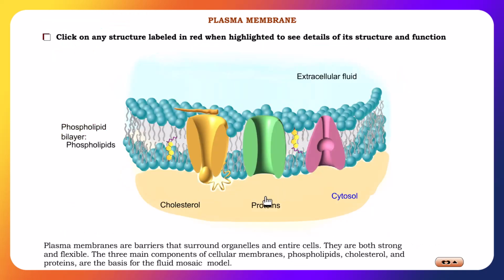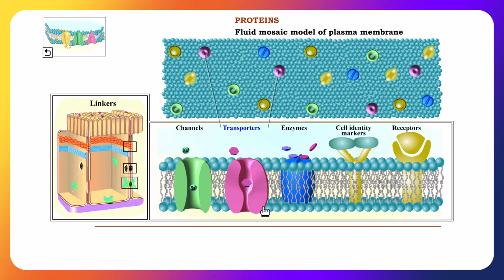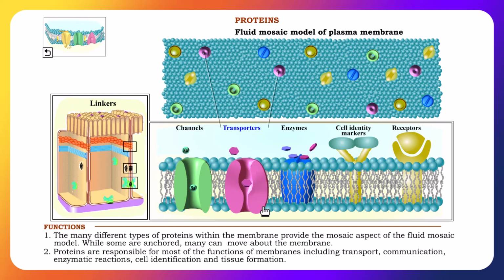Finally, the protein molecules that were mentioned in an earlier video, here we have an overview of several important types. There are many different types of proteins within the cell membrane, and they provide the mosaic aspect of the fluid mosaic model. While some are anchored, many can move about the membrane.